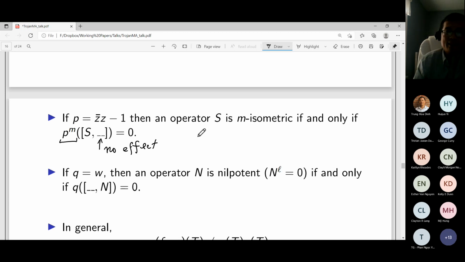And in the case, say, if we take q to be w, then an operator is nilpotent, N to the L equals 0, if and only if, I think there's a typo, there's q to the L, right? q to the L applied to this pair must be 0. So in this case, q doesn't have any z, so there's no effect for the first component.